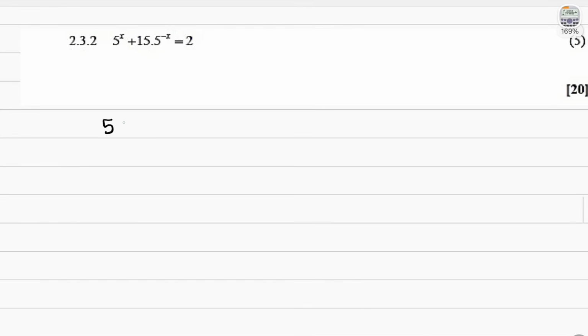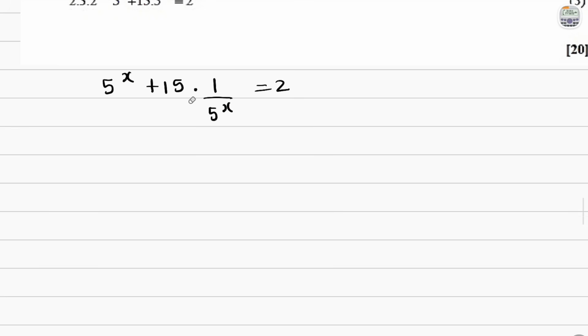So we could rewrite this as 5 to the power of x plus 15 and then multiply by, instead of this being 5 to the power of negative x, we can rewrite this as 1 over 5 to the power of x is equal to 2. Okay, and now we can multiply these. So this is 5 to the power of x, and that just gives us 15 over 5 to the power of x is equal to 2.